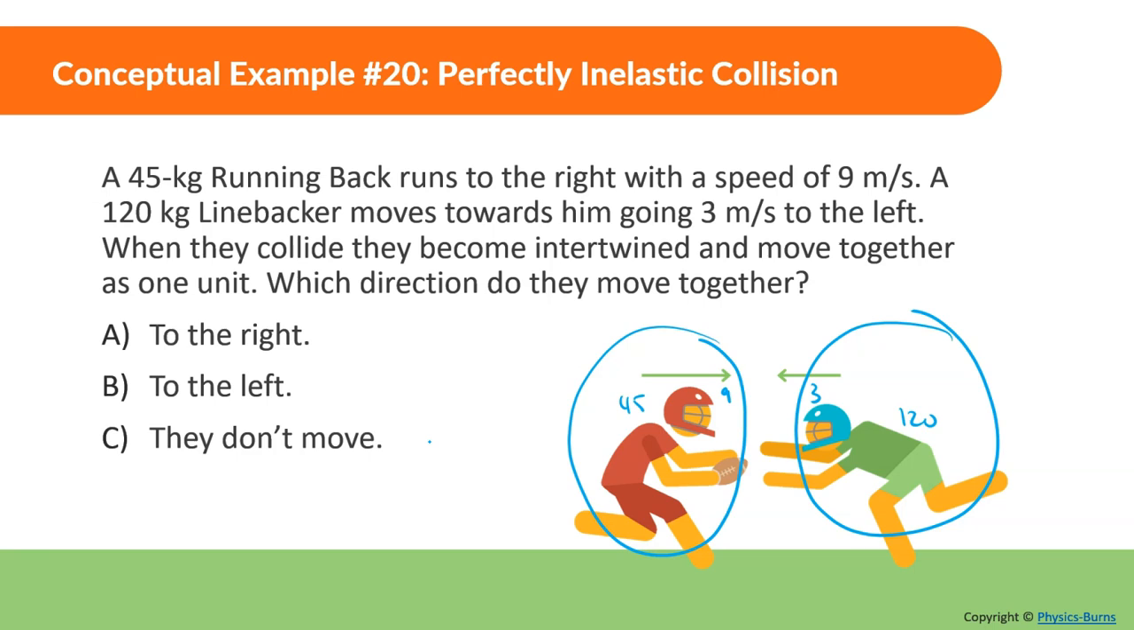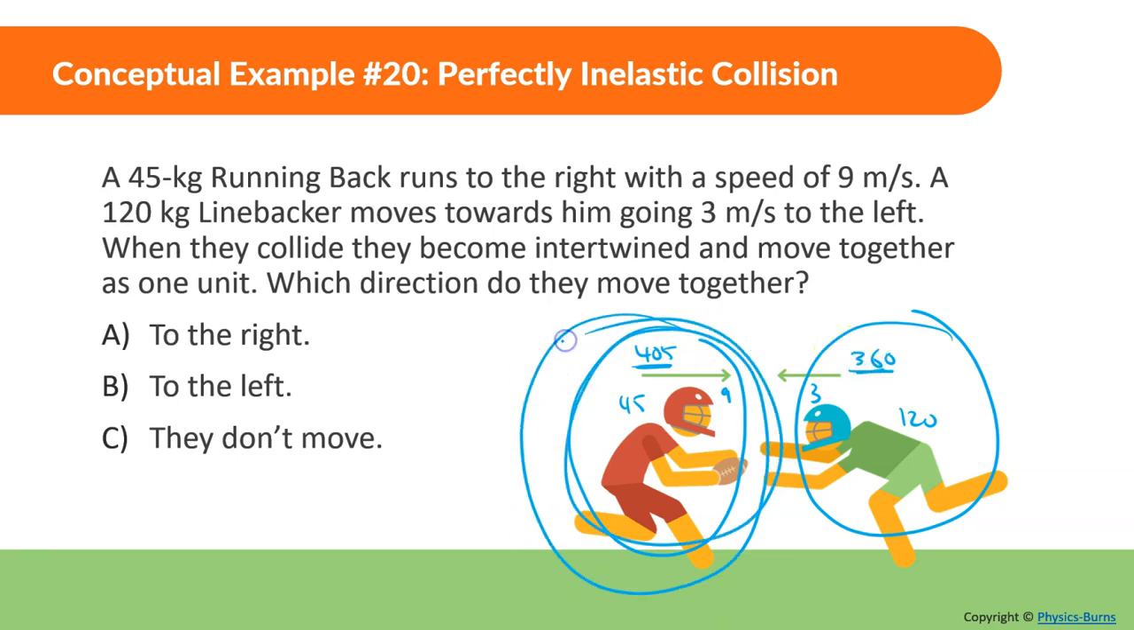I'm going to do 45 times 9. This guy is 405. The other one is 3 times 120, which is 360. So since this guy has more momentum, we are going to move to the right.